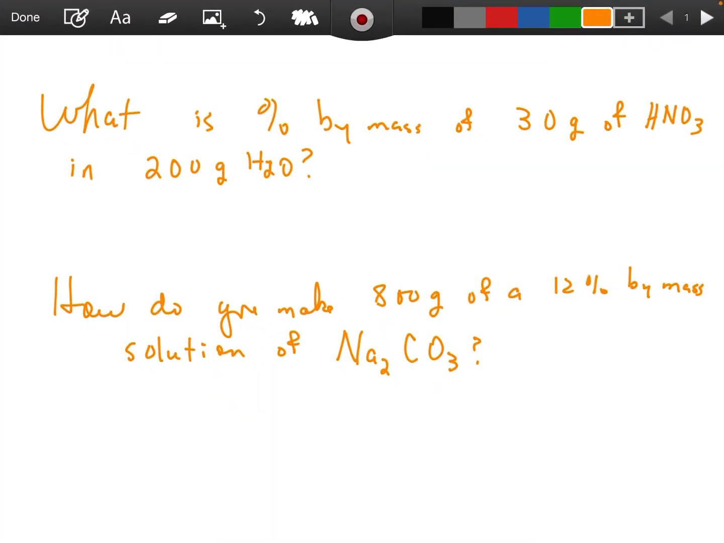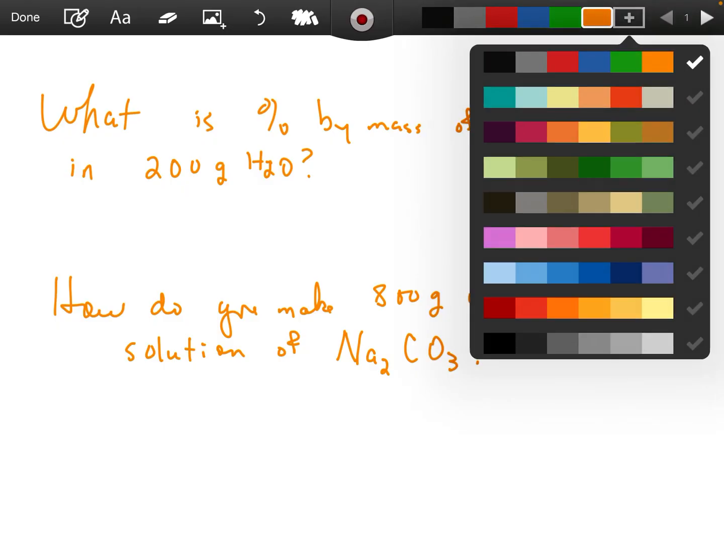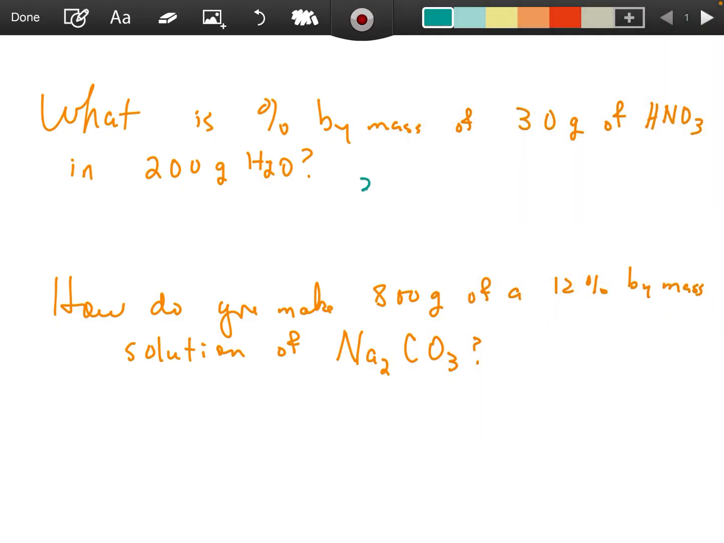For concentration methods, you should have a calculator out and a periodic table out. What is the percent by mass of 30 grams of HNO3 and 200 grams of water? That's going to be part divided by the total, and 30 divided by 230 is 0.1304. So that would be 13%.